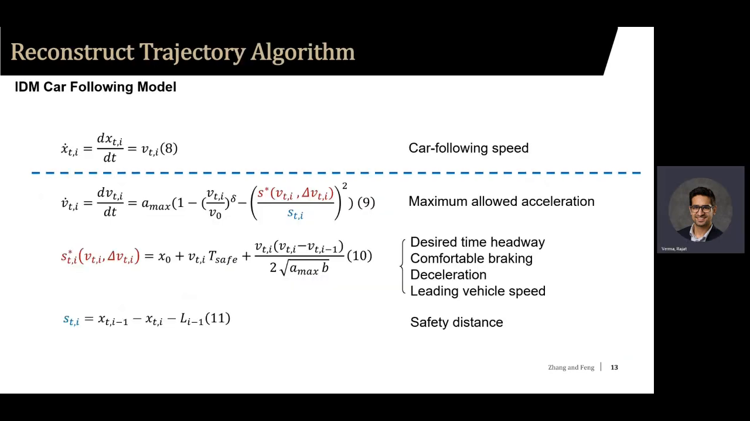After that, we need to reconstruct the trajectory, but we still need to apply the car following models. The first we use is the IDM car following model. It considers the car following speed, maximum allowed acceleration, desired time headway, comfortable braking deceleration, leading vehicle's speed and safety distance.